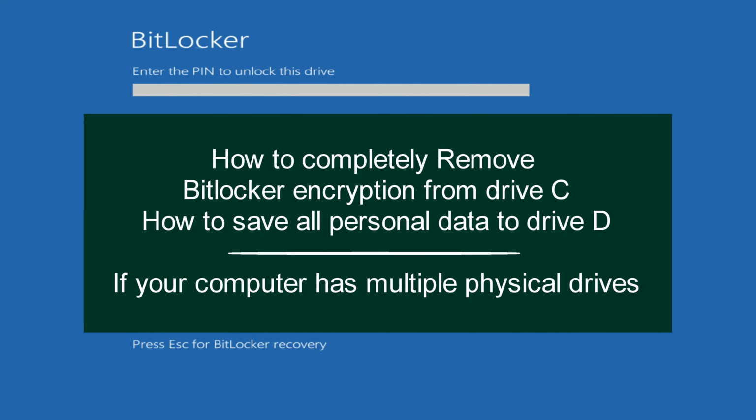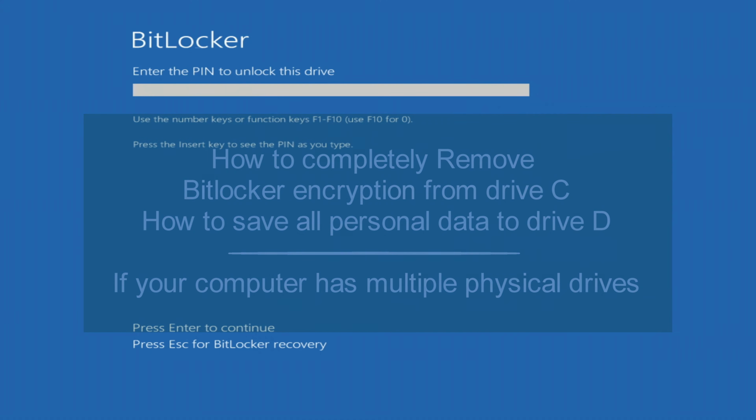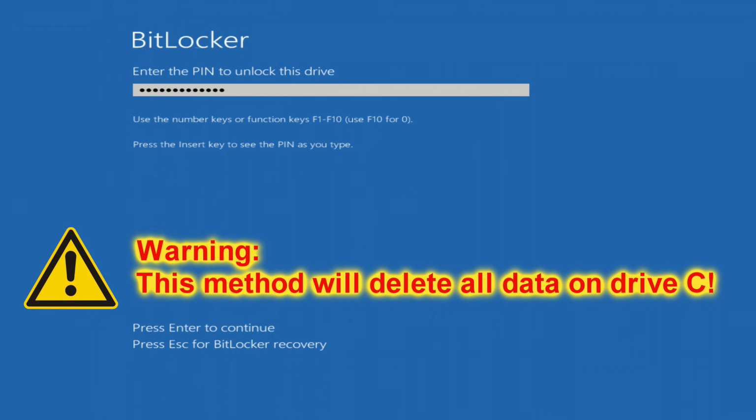Hello my friends, today I'll show you how to completely remove BitLocker encryption from your C drive and save all your personal data to your D drive if your computer has multiple drives. However, keep in mind that this procedure will completely remove Windows and all your personal data from the C drive, and after that you will need a bootable Windows 10 or 11 USB flash drive to install the new Windows on your computer.